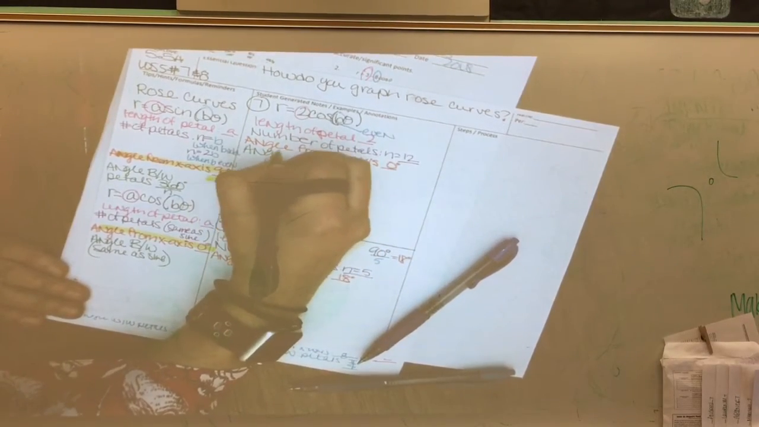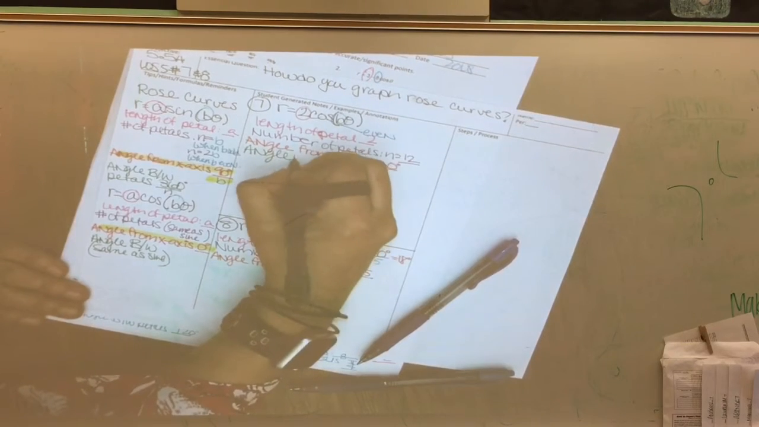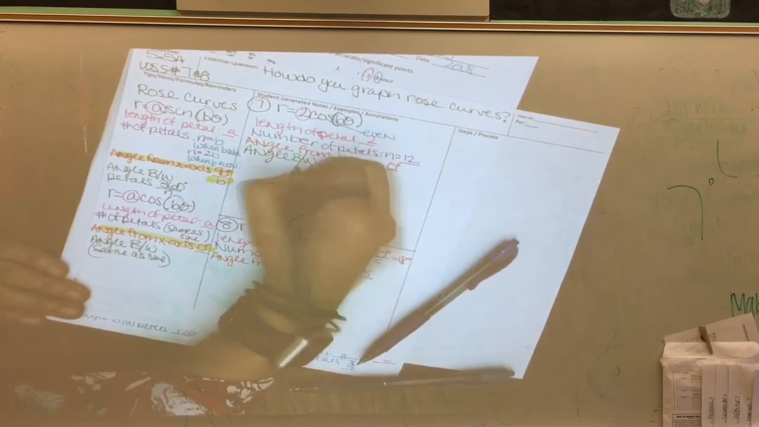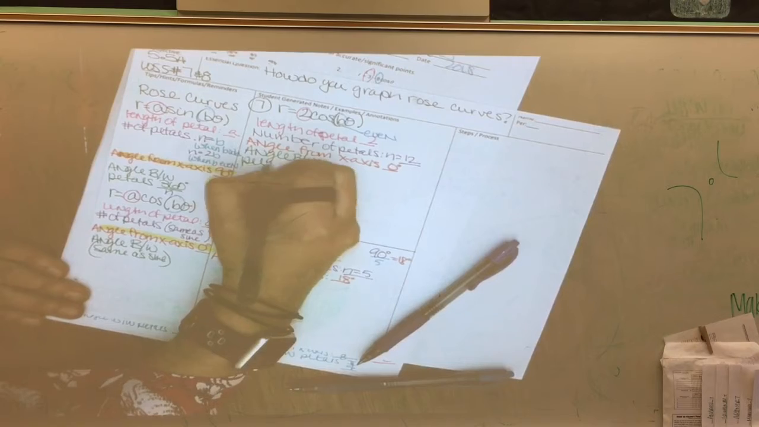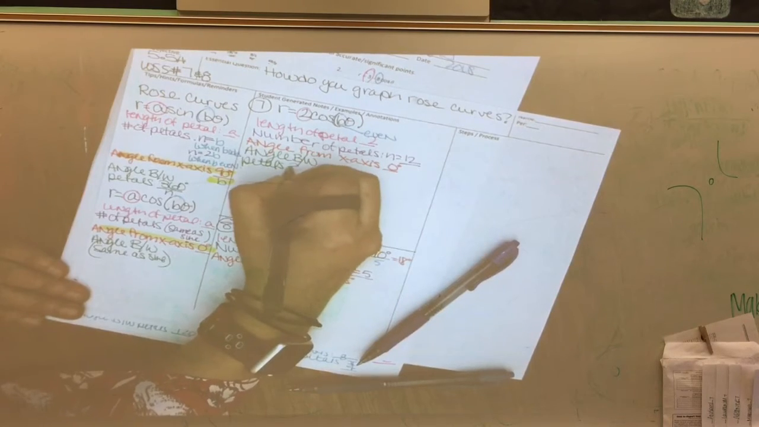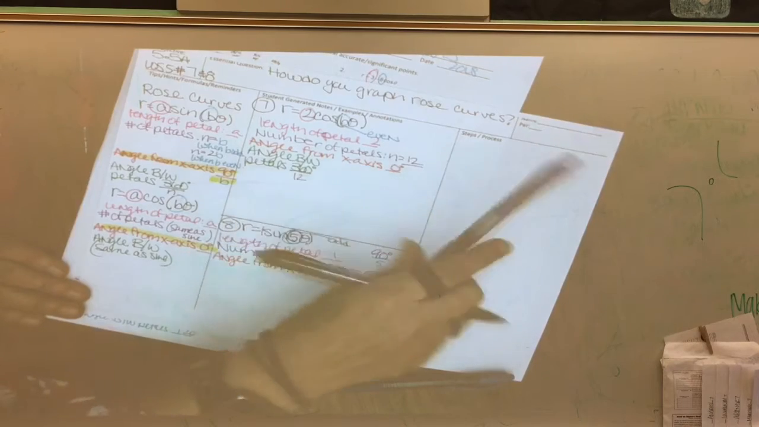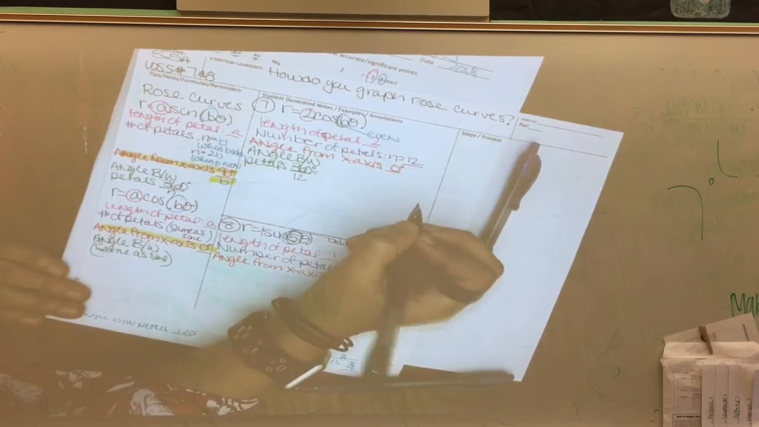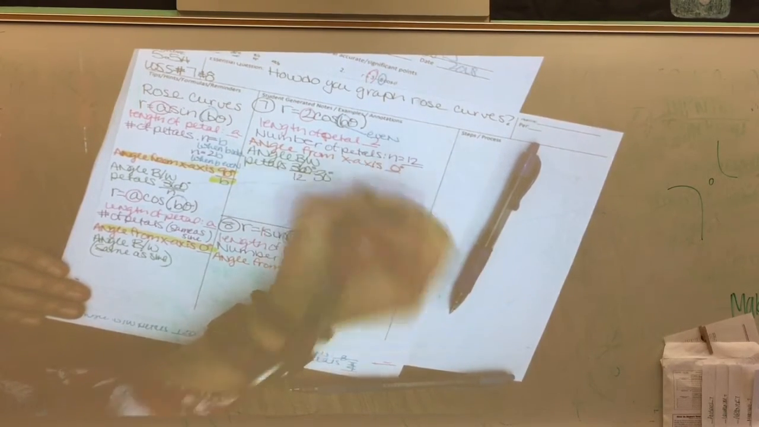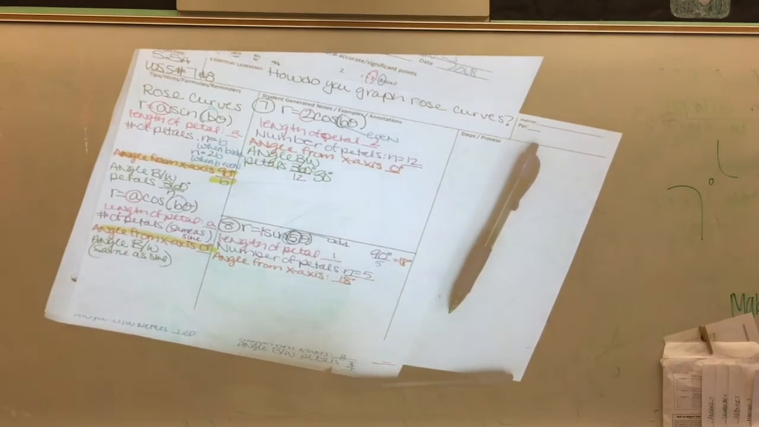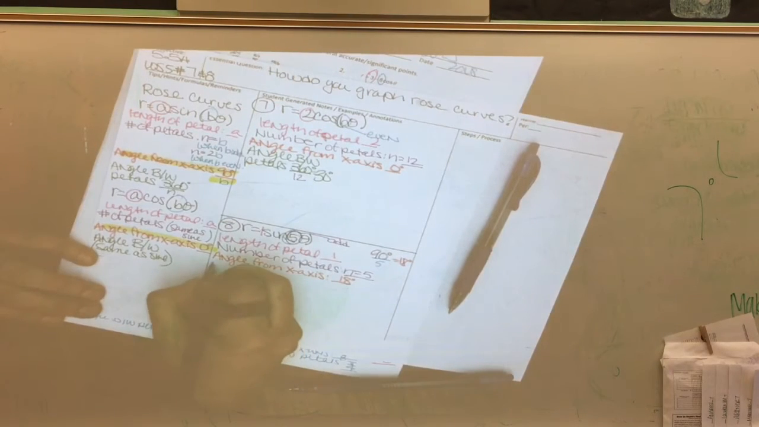Okay, so I need to know the angle between for number 7. Paolo, can you tell me what the angle between is going to be? 30 degrees. Very good, and how'd you get that? 360 divided by the number of petals, which was 12, and you got what again? 30 degrees. Okay, excellent. And then I need the angle between the petals in number 8. Brett, can you help us with that one?